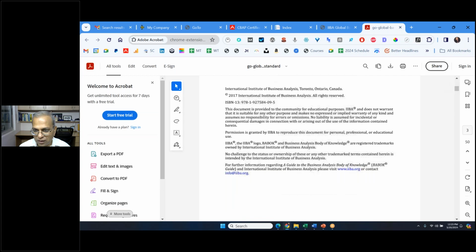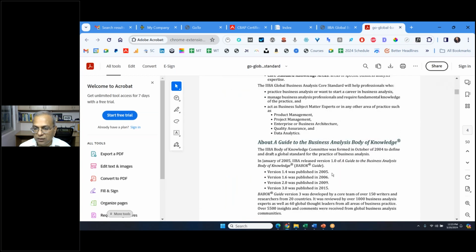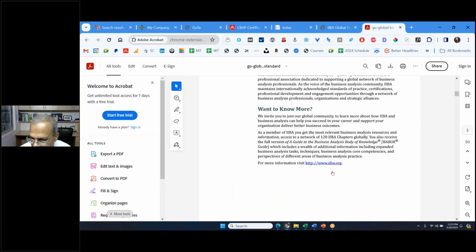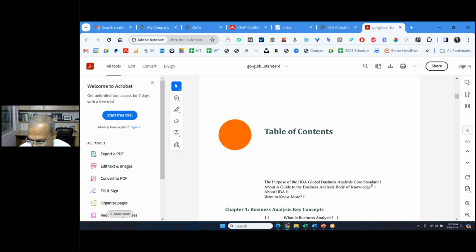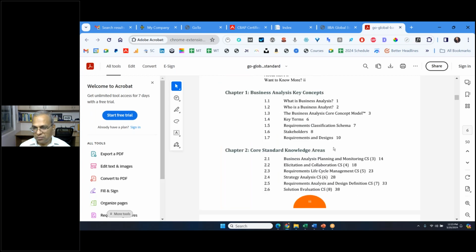And this document describes actually 30 key tasks that IIBA expects. IIBA is an organization which is into business analysis content development, training, and certification. We are an affiliate of IIBA. So you can see here, it starts with very basics. What is business analysis? Who is an analyst?